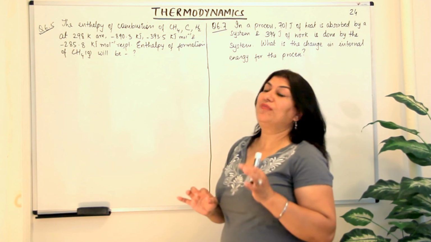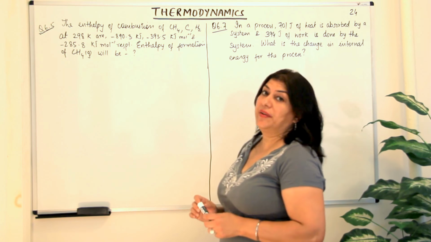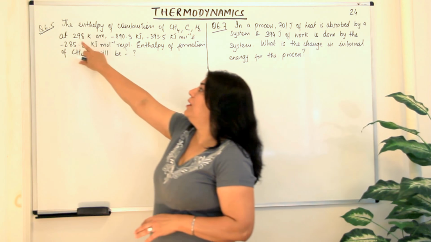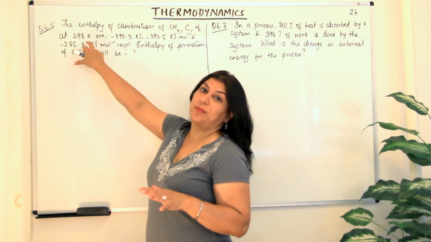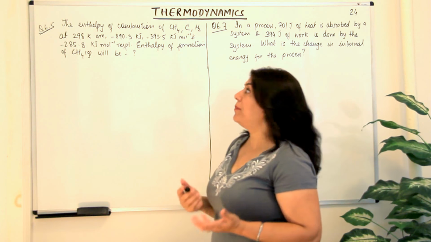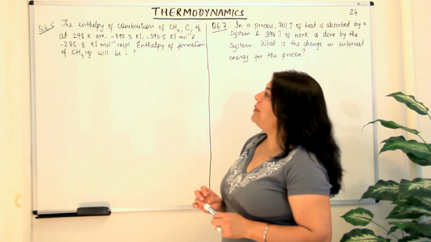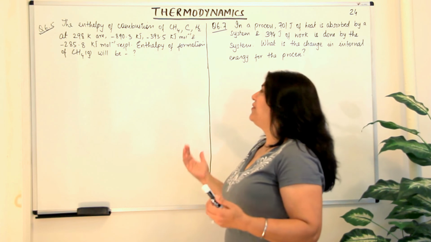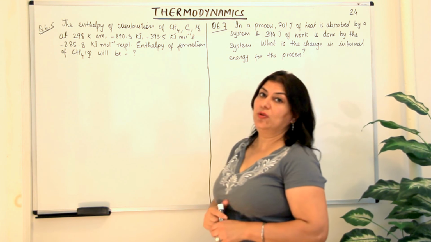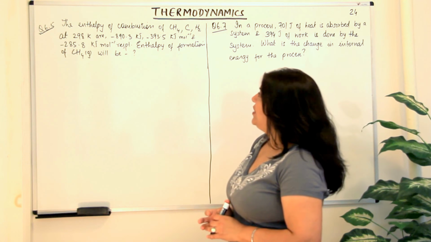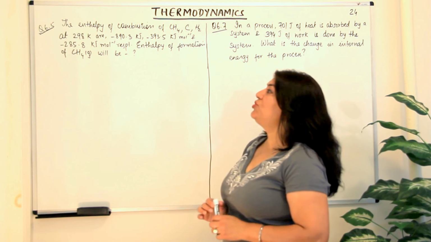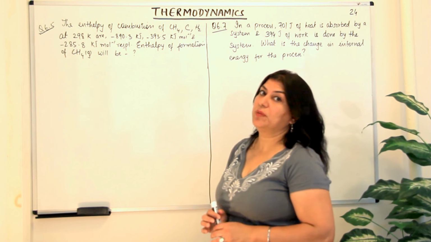The enthalpy of combustion of methane, graphite and dihydrogen at 298 Kelvin. 298 Kelvin is the standard temperature. It means that these enthalpies are standard enthalpies of combustion. So the standard enthalpies of combustion of methane, graphite and dihydrogen are minus 890.3 kilojoules per mole, minus 393.5 kilojoules per mole and minus 285.8 kilojoules per mole respectively.